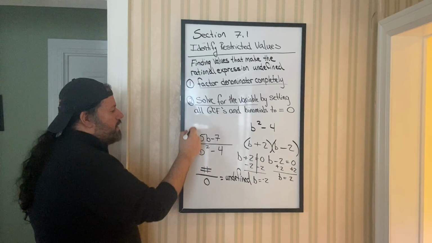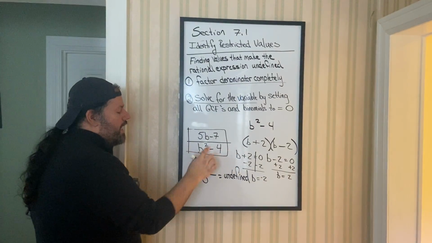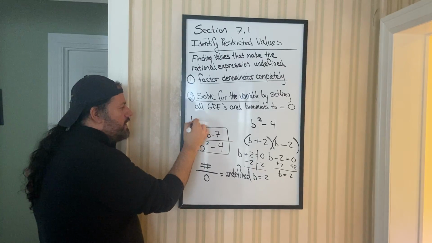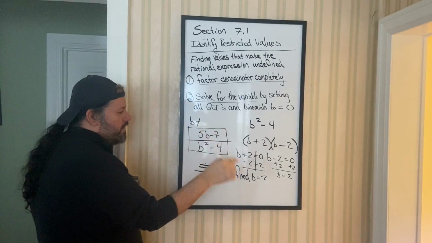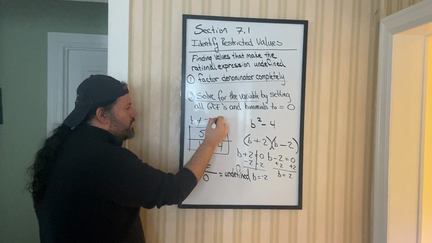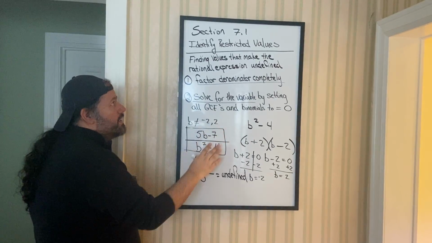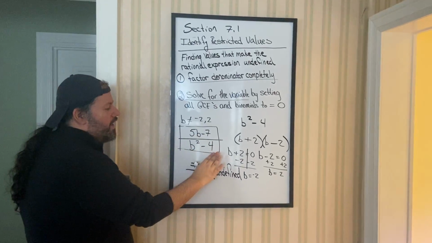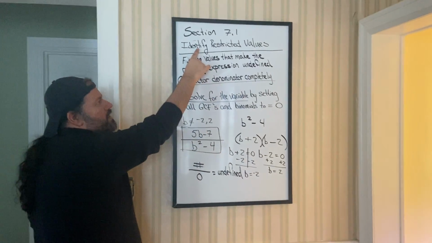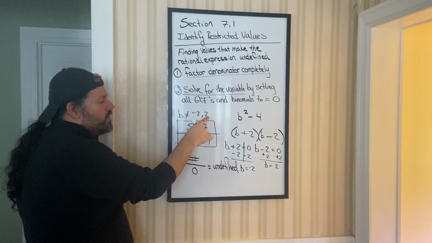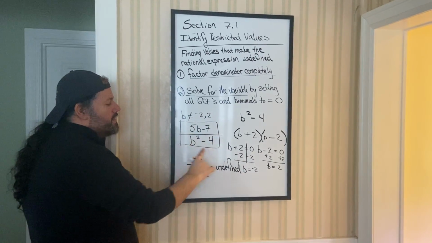So basically, if you had this as a rational expression, you would have to say b cannot equal -2 or 2. Those 2 numbers would make this undefined. So that's what we mean by identify the restrictive values. B cannot be -2 or 2 because it would make this undefined.